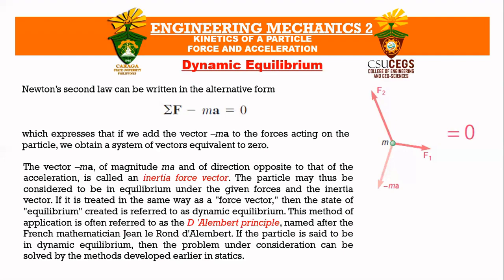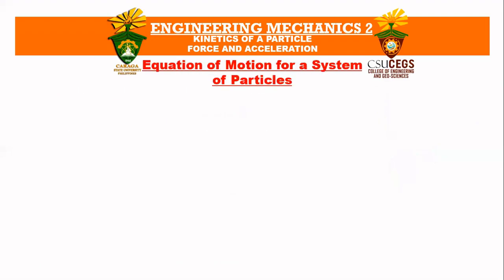So actually in statics of rigid bodies, what we actually use is a summation of all forces is equal to 0. So for dynamic equilibrium, you just add the vector negative ma, and it will result into, or it is equivalent, rather, to 0. So that is the definition of the dynamic equilibrium, which is the summation of forces minus the product of mass and acceleration is equal to 0.